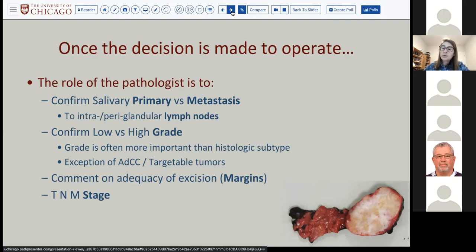The exception to grade might be in some tumors like adenoid cystic, which generally uniformly have some ancillary treatment, or tumors that have targetable mutations, which might undergo targeted therapy, NTRK, et cetera. Certainly we'll comment on margin status, and we'll give a TNM stage if a malignant diagnosis is made.